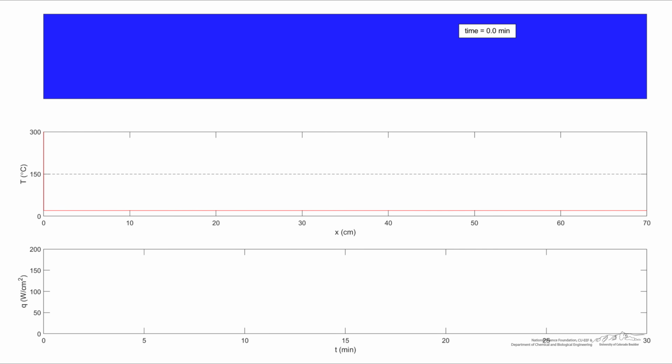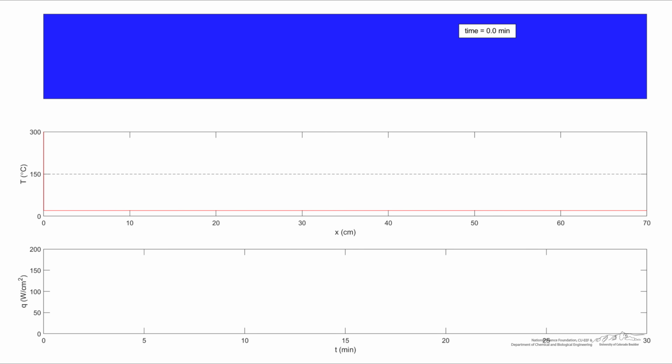The first thing you're looking at the top is the semi-infinite solid, and I'm using a color scale with blue representing T0, which I've set to 20 degrees in this simulation, and it will progress through white at 150 degrees into red at the surface temperature, which I've set to 300 degrees.